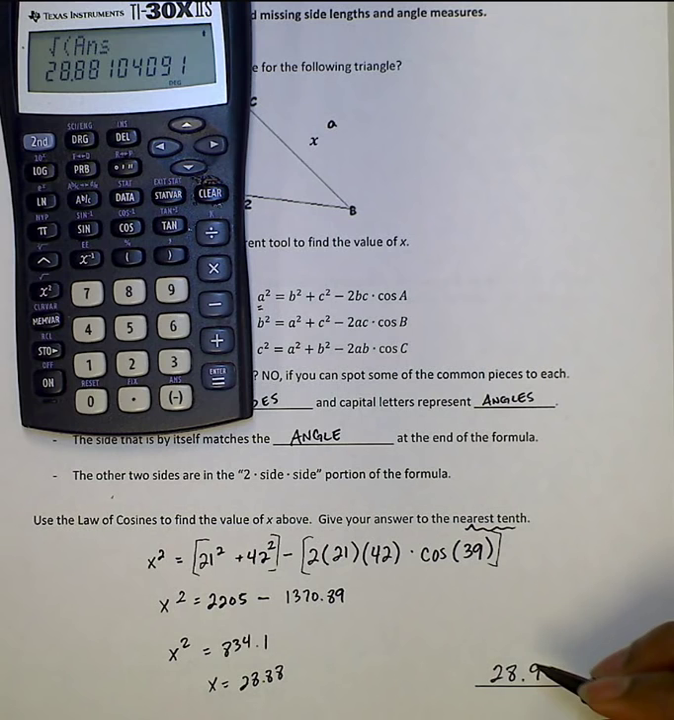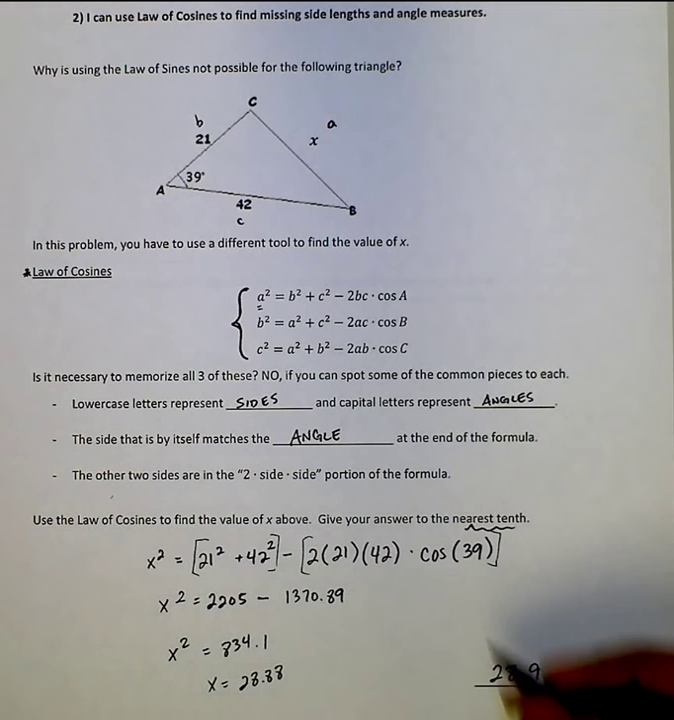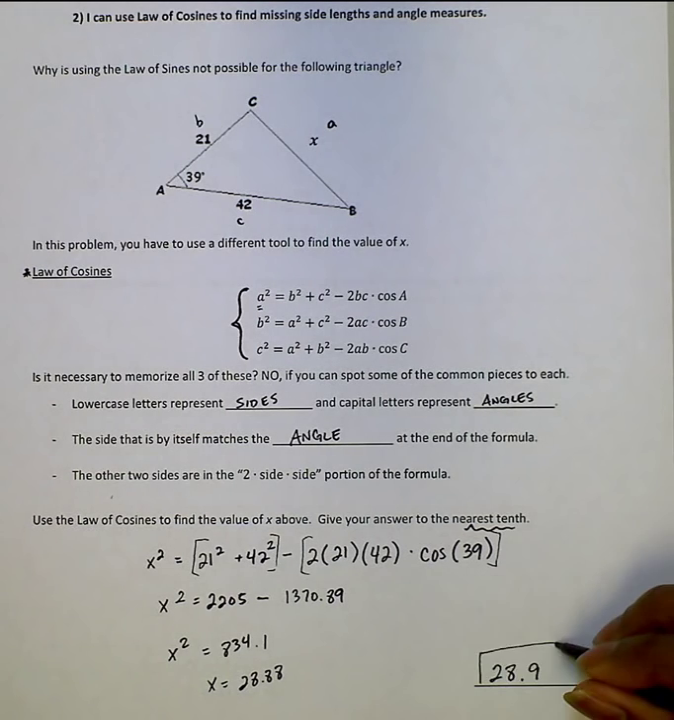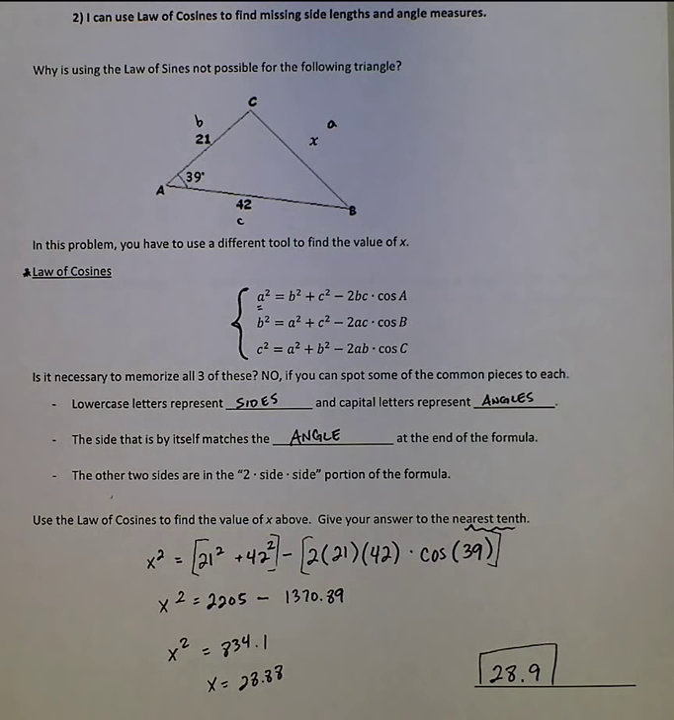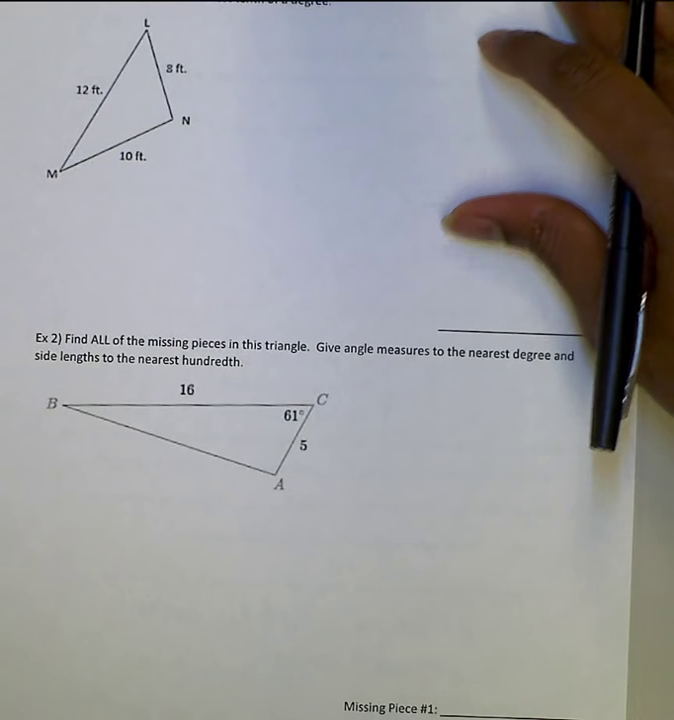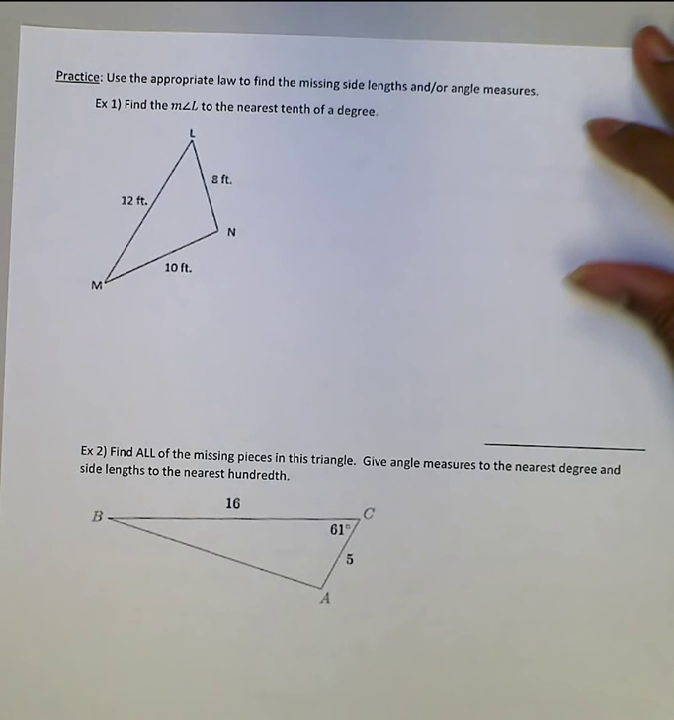Okay, did they give us units? Nope. Okay, and so that's what x is. So that's using law of cosines to find a missing side. Similar to law of sines, similar to the Pythagorean theorem, with a little bit more math to it. All right, now let's do some more practice.